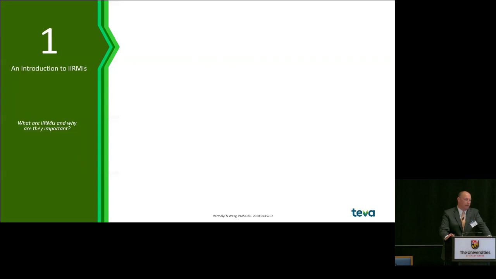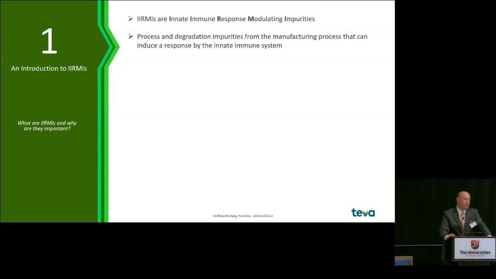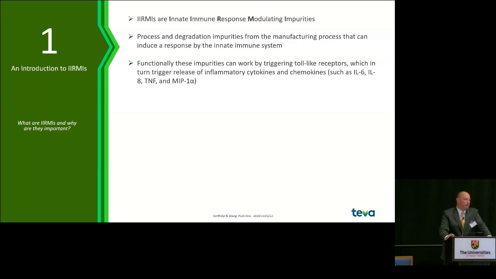So to start with, what are ERMIs and why are they important? ERMIs is an acronym for innate immune response modulating impurities. They are process and degradation impurities from the manufacturing process that can induce a response by the innate immune system. Functionally, these impurities can work by triggering toll-like receptors, which in turn trigger release of inflammatory cytokines and chemokines such as IL-6, IL-8, TNF, MIP-1 alpha.